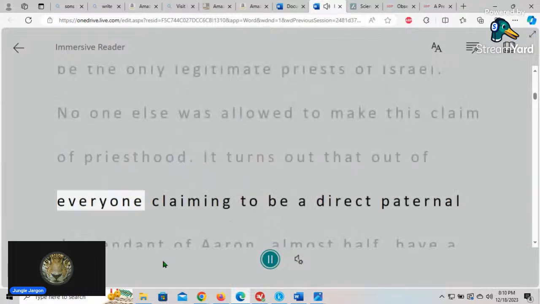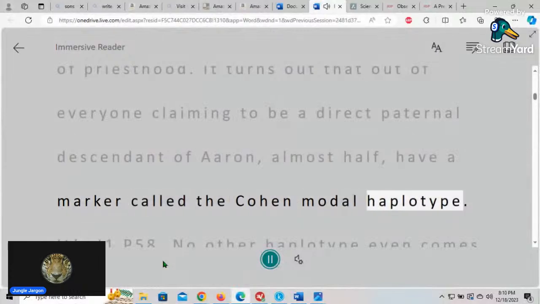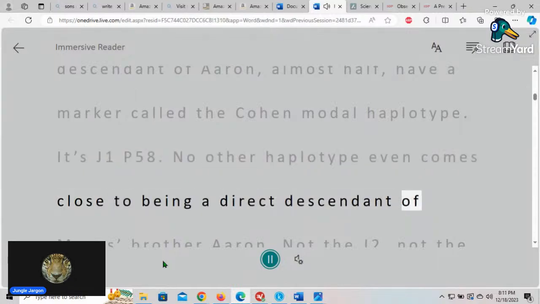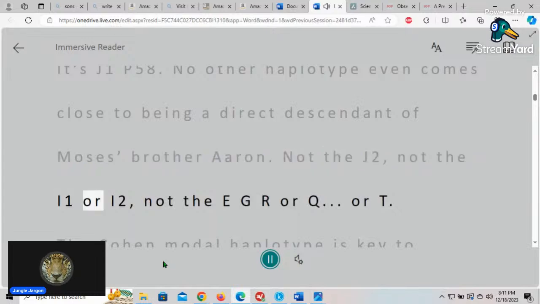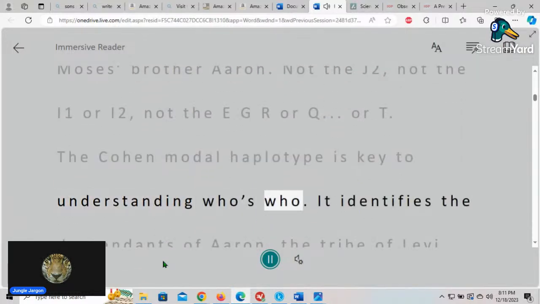It turns out that out of everyone claiming to be a direct paternal descendant of Aaron, almost half have a marker called the Cohen modal haplotype. It's J1P58. No other haplotype even comes close to being a direct descendant of Moses' brother Aaron. Not the J2, not the I1 or I2, not the E, G, R, or Q. Or T. The Cohen modal haplotype is key to understanding who's who.